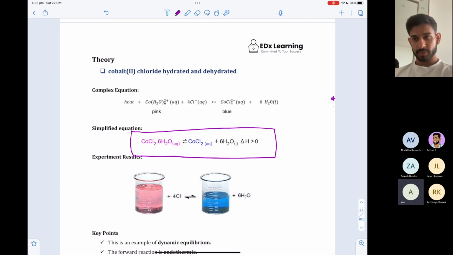Oppose the change. You know what's really interesting is, for those of you, can anyone raise their hand if you do all three sciences?